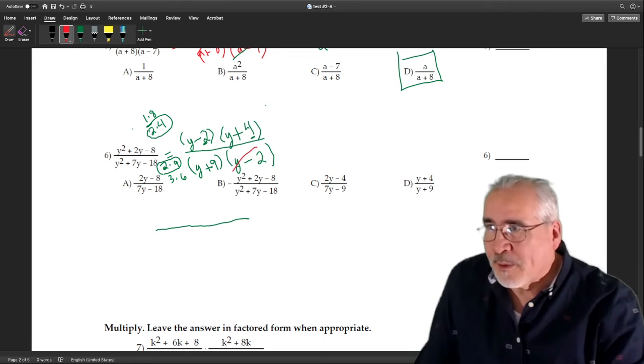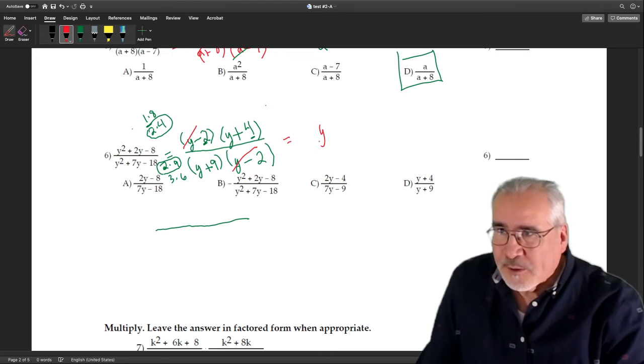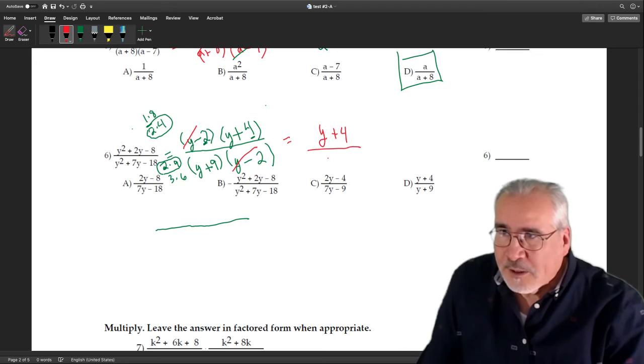So the y minus 2 is the same in the top and the bottom. Those give us a factor of 1. What's left? y plus 4 divided by y plus 9. Nothing further reduces, and let's see, that looks like D right there.